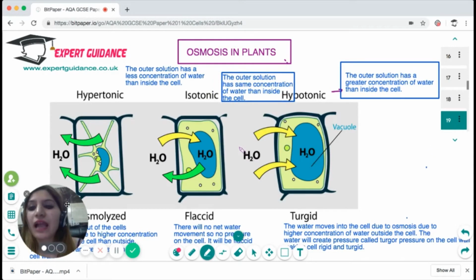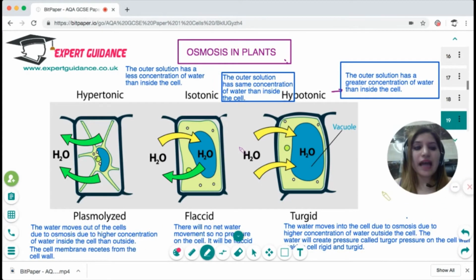Now, let's see how osmosis in plants takes place. There are generally three kinds of solution: hypertonic, hypotonic, and isotonic. Hyper means more solute. So hypertonic is the solution which has more solute, so less concentration of water. Hypotonic is the solution that has less solute, so more concentration of water. And isotonic is a solution which has the same concentration of water inside and outside.